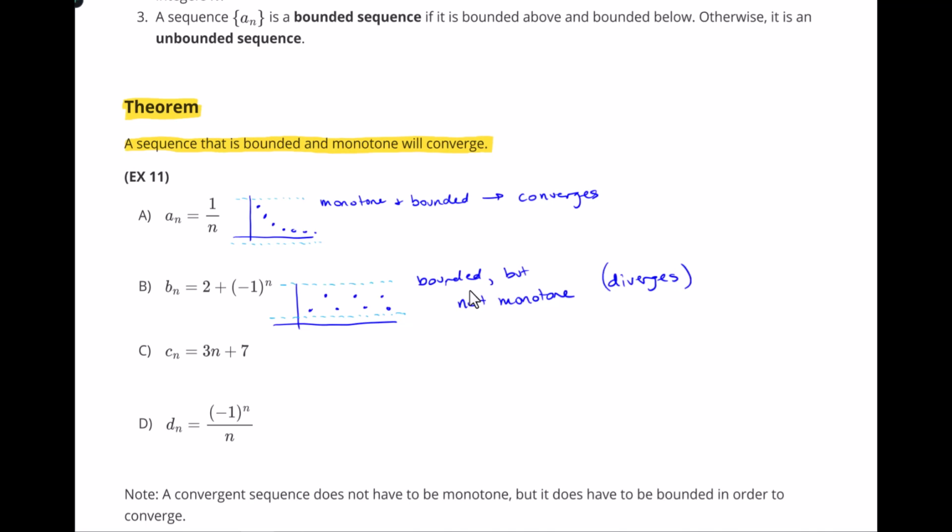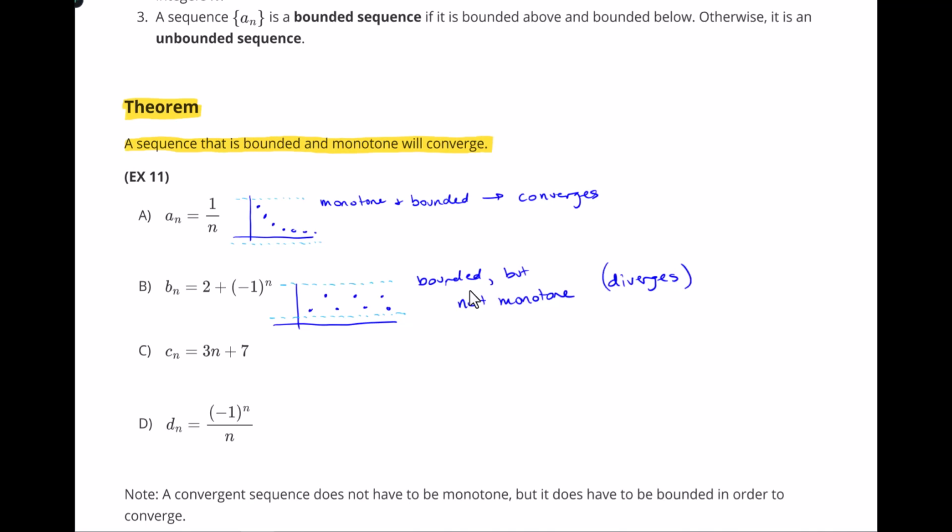The thing is, we have another example later that is also not monotone. It's bounded, but it converges. So it doesn't really prove divergence here. You have to go with other methods at that point. But in this situation, because this oscillates, we're never going to approach a single value, so we can conclude that it diverges.